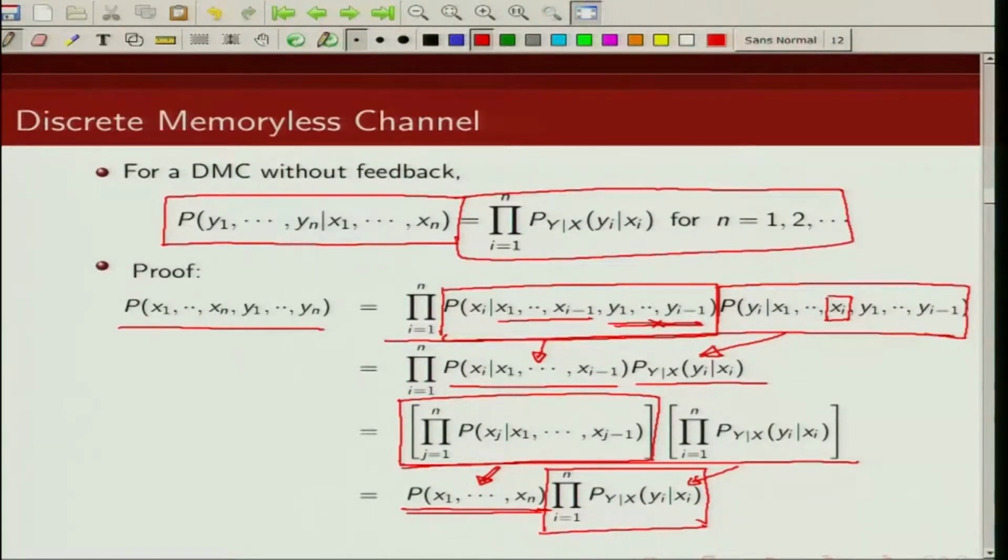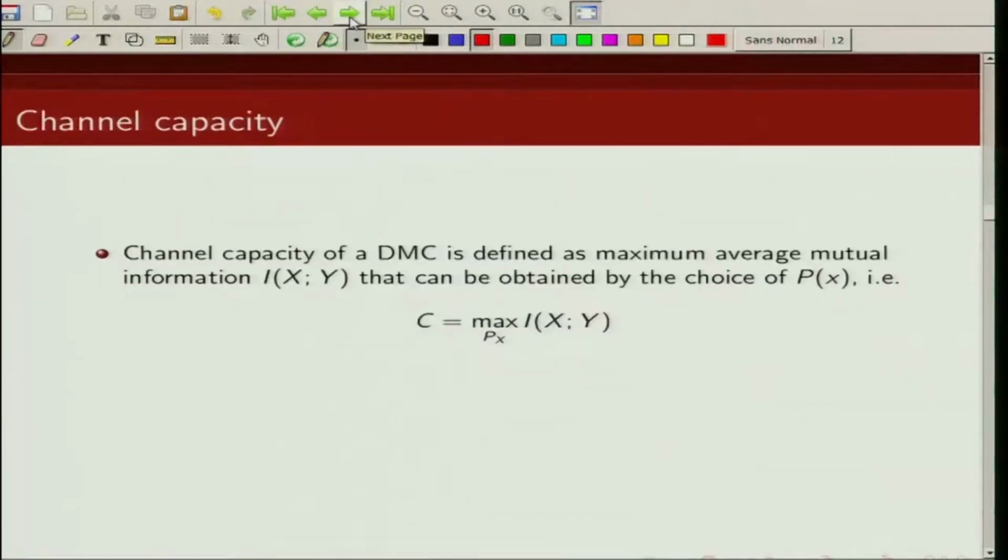Probability of yi given xi and product of that, all of these. Now, we define channel capacity of a discrete memoryless channel as the maximum average mutual information that can be obtained over choice of p of x. So, capacity is defined as maximum mutual information between the input and output of a channel, and this maximization is taken over all possible input distribution.